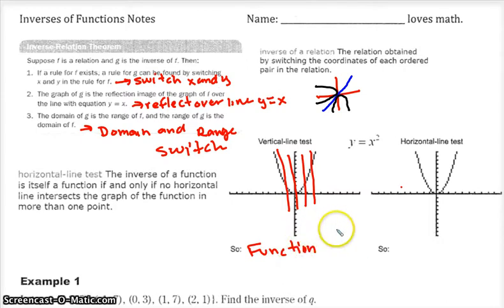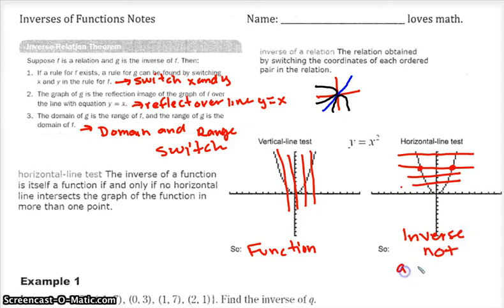Now, to test whether the inverse of a function is a function, I use the horizontal line test. And as you've guessed it, I'm going to draw horizontal lines through my graph. The same rules apply. If that horizontal line touches my graph more than once, which it does in this situation, then my inverse is not a function. That information will come in handy as the notes go on.